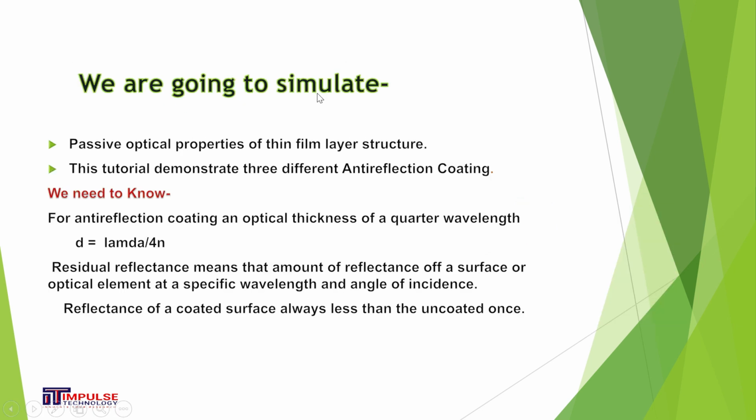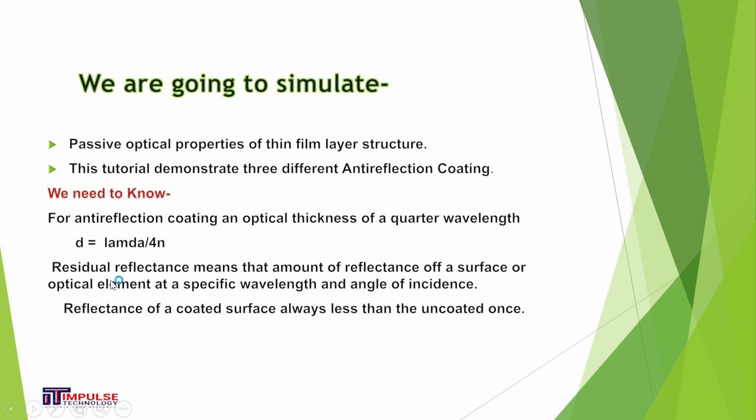Basically, in this tutorial, we are going to simulate passive optical properties of thin film layer structures, and this tutorial demonstrates three different anti-reflection coatings. For the simulation of these properties, we need to know that for anti-reflection coatings, the optical thickness is a quarter wavelength, which can be d equal to lambda upon 4 times the refractive index.